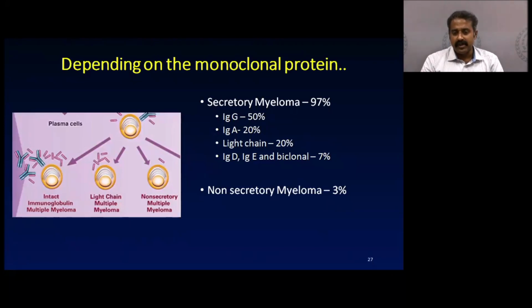But keep in mind that 3% of myelomas are completely non-secretory. Here the plasma cells may not secrete a monoclonal protein, which means that a myeloma can happen even in the absence of a monoclonal protein.